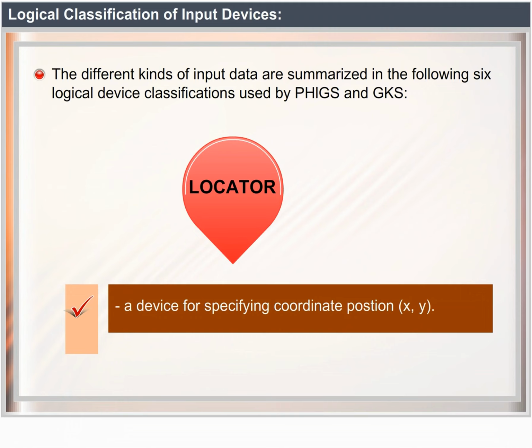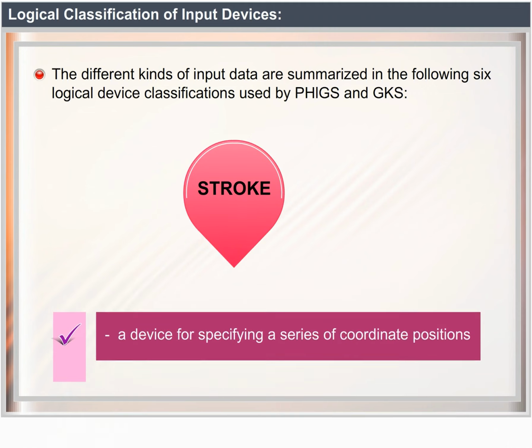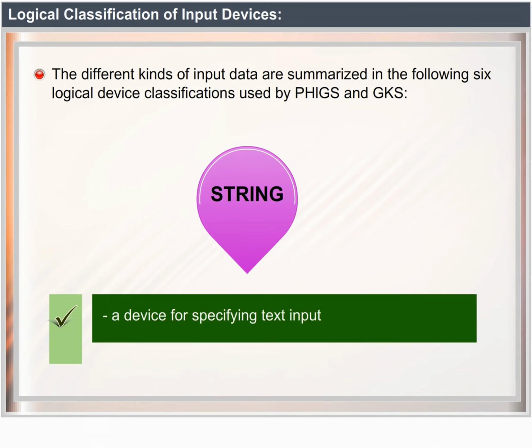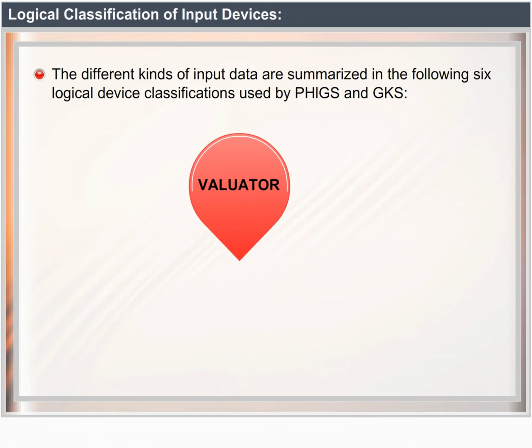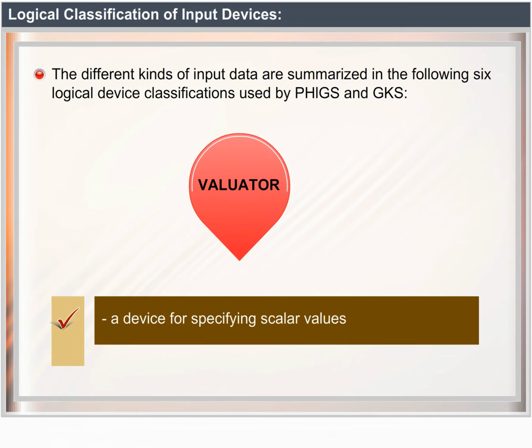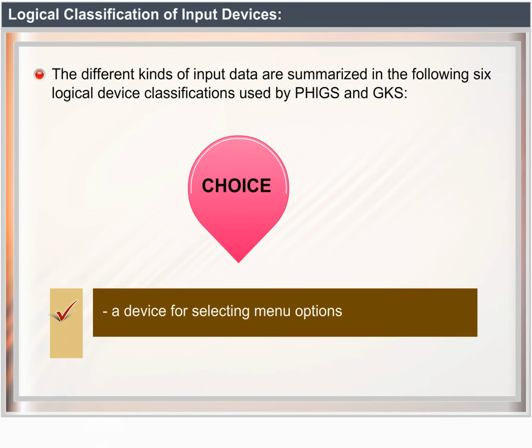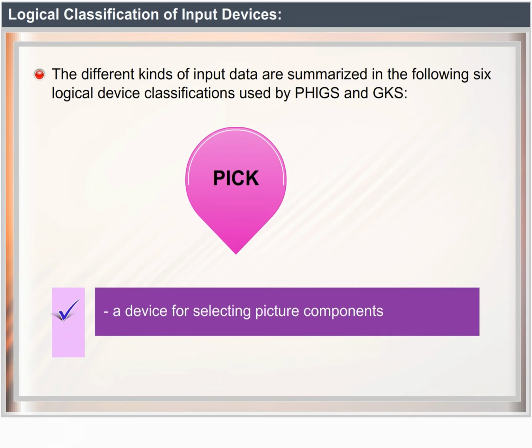Locator, a device for specifying coordinate position x, y. Stroke, a device for specifying a series of coordinate positions. String, a device for specifying text input. Valuator, a device for specifying scalar values. Choice, a device for selecting menu options. Pick, a device for selecting picture components.